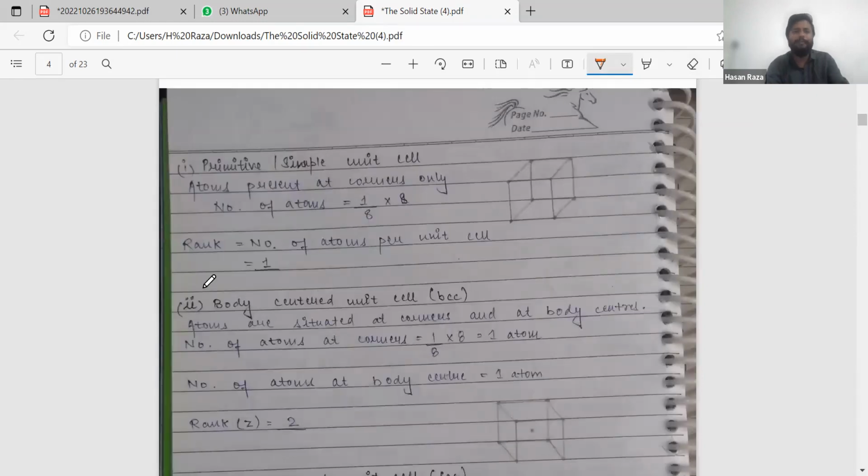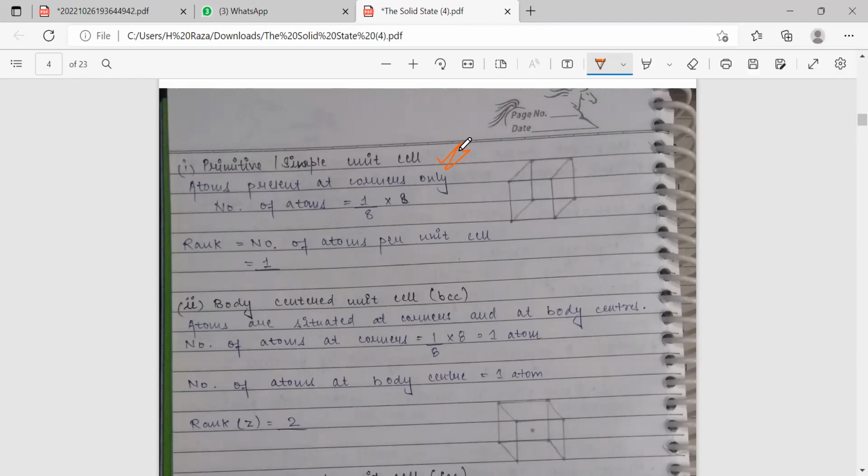What is primitive unit cell or simple unit cell? Basically, when the atoms are arranged at the corners, in this, atoms are only arranged at corners. Whenever I talk about simple or primitive unit cell, that means in the unit cell, the atoms will be situated at corners only. Are you getting my point? When I tell you primitive or simple, that means the atoms are at corners.